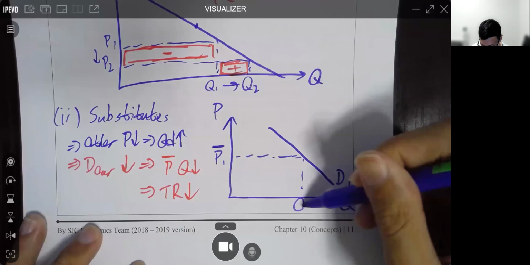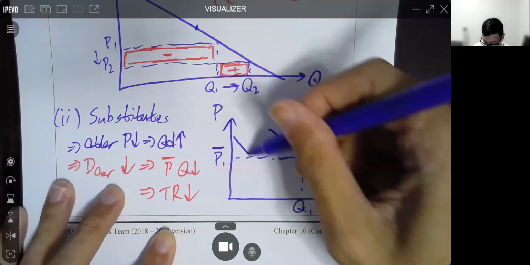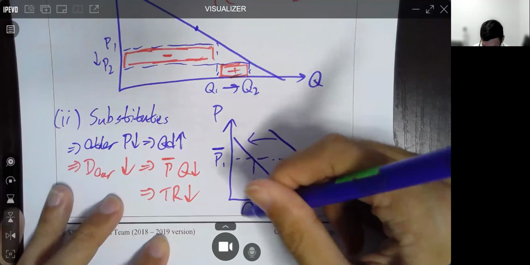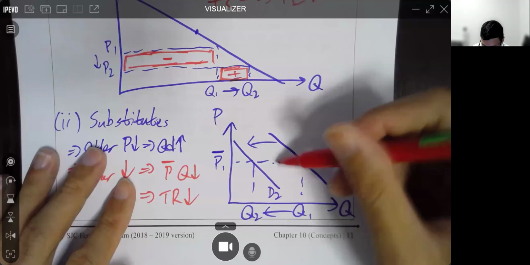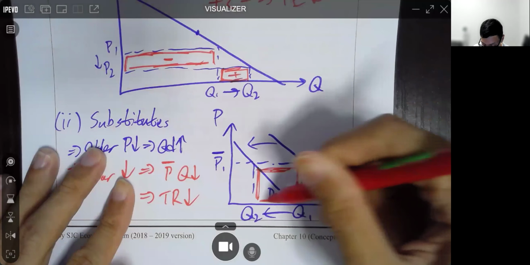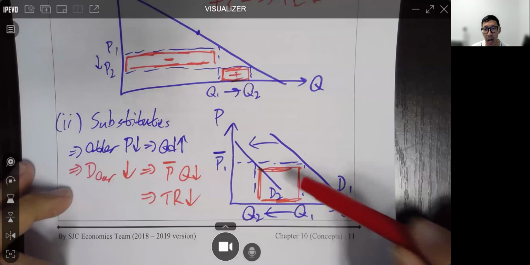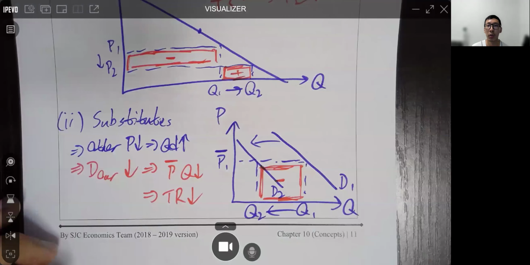Okay, 好嘛？ This one Q1. Now, it drops to D2. 跌咗嘛？Q2 好啦 this whole area we are selling less newspaper. It means that our total revenue will drop. This whole red box would be the drop in total revenue.